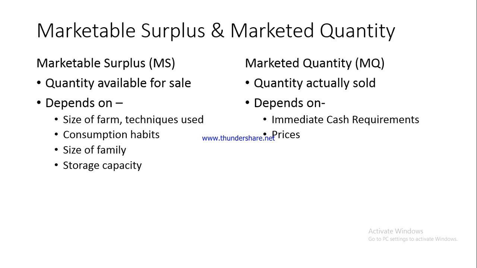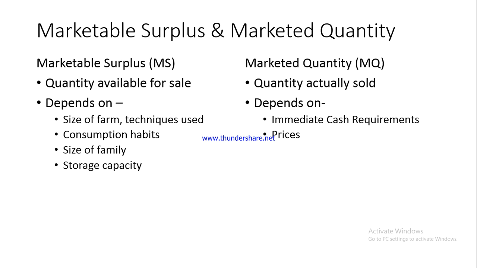Now it depends on immediate cash requirements. Many a time, if the farmer requires a lot of cash because there is some function in the family, or some kind of ceremony has to take place, he'll have to keep aside some money for it, and for that to happen, he will have to sell as much of his produce as possible, which means his marketed quantity would be higher. Why? Because he wants cash so that he can spend on the function that is going to take place in his family.